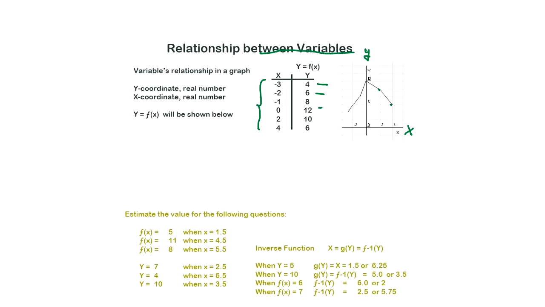When x is 4, it's 6, right? When x is 0, it's 12. So you can make a graph like that to show the relationship. Visually, you can display the relationship between variable x and y. Okay, so this is y equal function of x, and the relationship can be displayed in the graph like that.